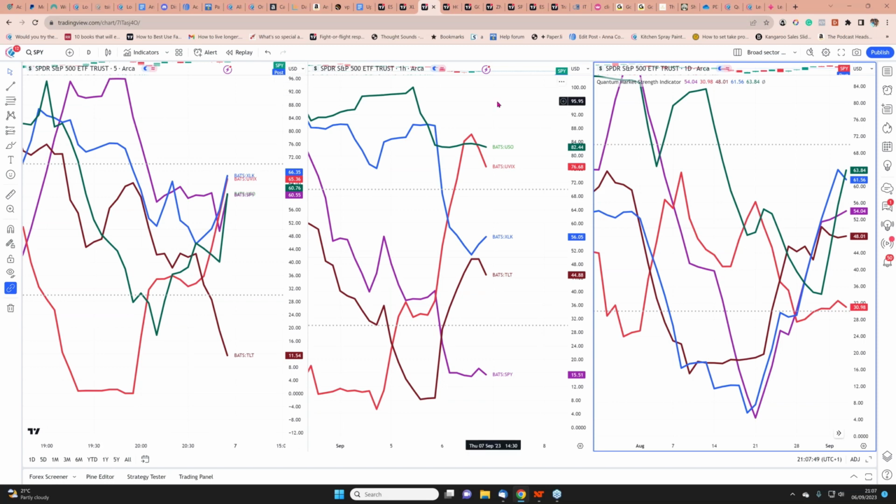So I wanted to put this workspace together really to show you another application of the indicator, which is not so much about trading.